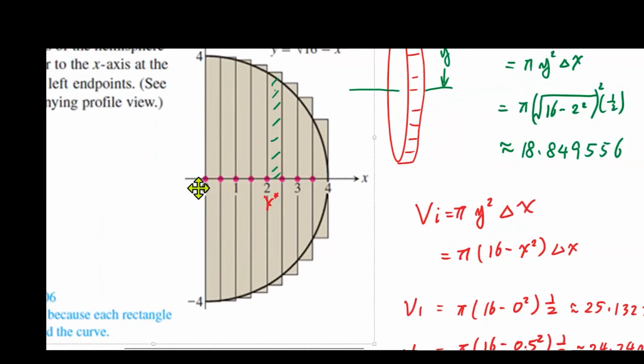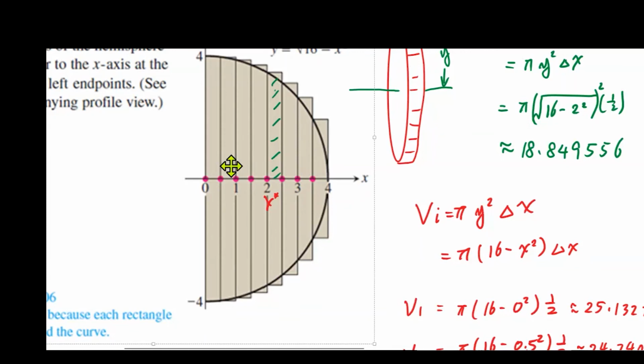So either you throw this point out in case of left rectangle, or you have to throw this point out in case of right rectangle. You know what I'm saying? Otherwise, you have not 8 rectangles. If you count both ends, then you end up with 9 rectangles. You don't see 9 rectangles here. There are only 8. You get it?